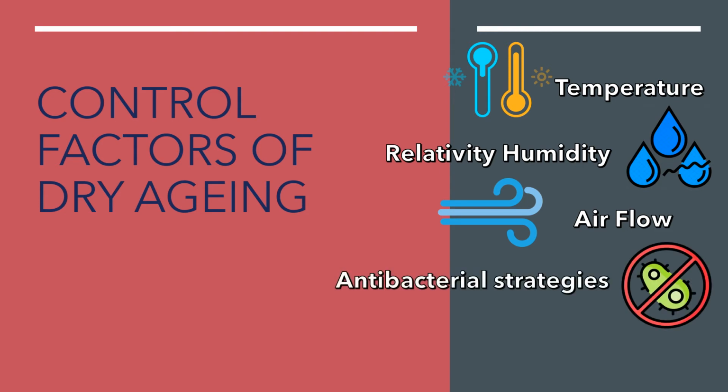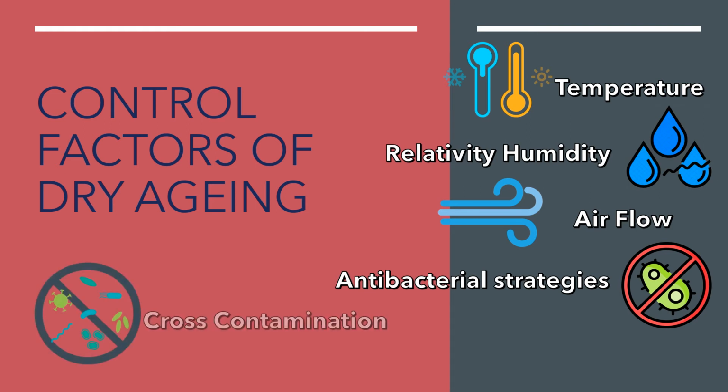When we talk about antibacterial strategies, it is when we use ultraviolet light, UV, for the destruction of bacterial cells. When we talk about cross-contamination, dry aging must not be conducted in chillers where other fresh meat is stored.